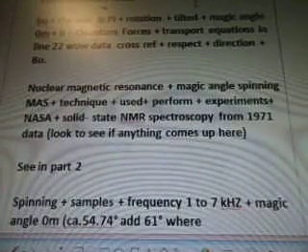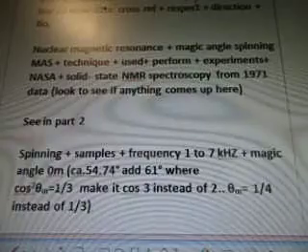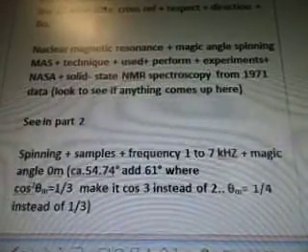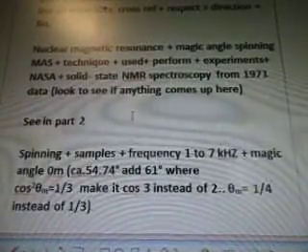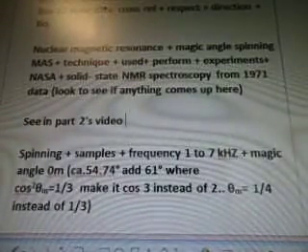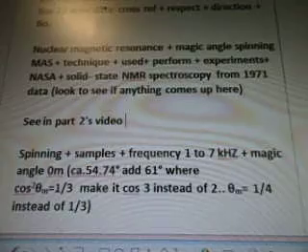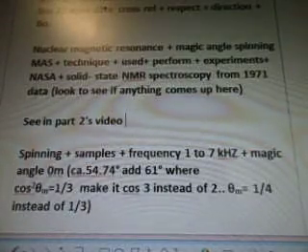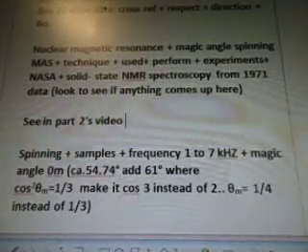Data. We're going to look to see if anything comes up. What I mean by see part 2, see part 2's video. So this video will be the video for the data for this particular formula will be in the next video, which will be part 2, okay?